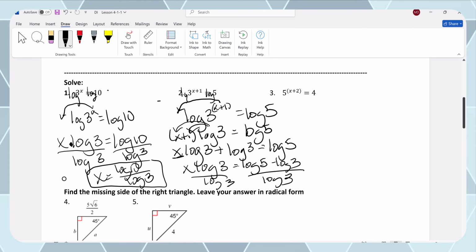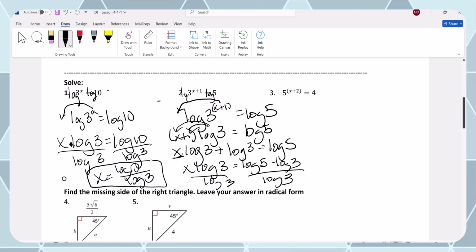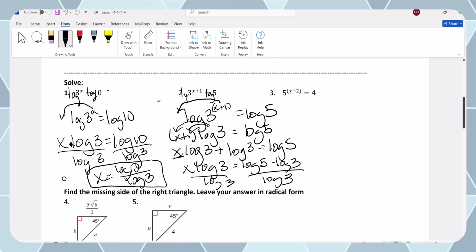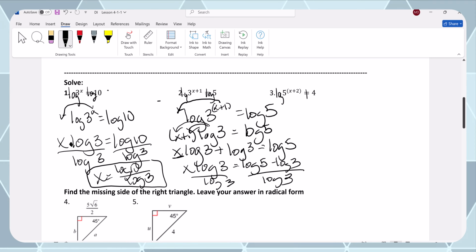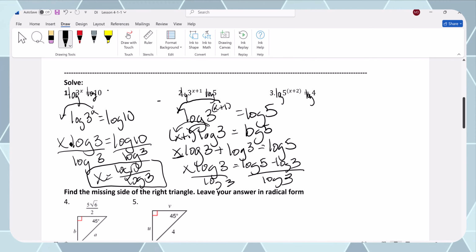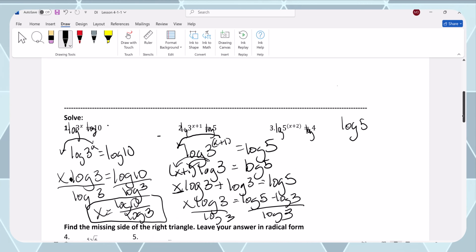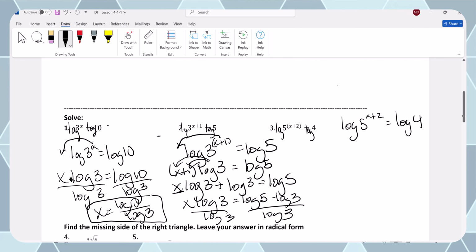Same thing with number 3. It's an exponential equation. I can't convert the bases and make them the same. I can't write 5 as 4 to some power, or 4 as 5 to some power, or 2 to some power, or 3 to some power. I can't do that. So convert it into a log. So then rewriting that. So now I can move the exponent to the front.